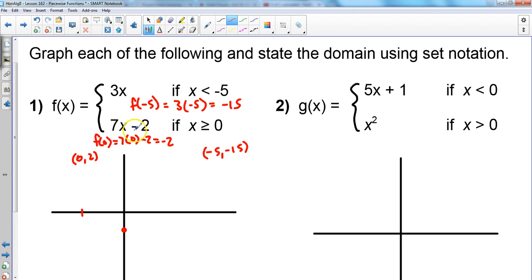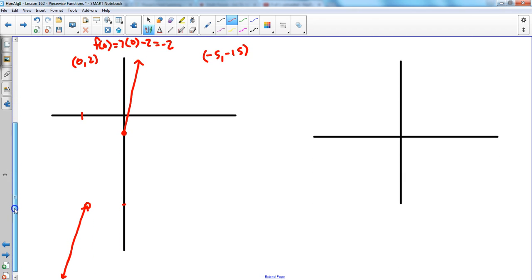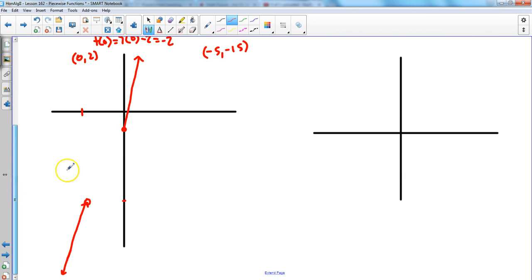And then it's going to increase at a really steep rate. So this thing's going to go really high, really quick. It is a line, so it goes on forever. And so that's what my graph looks like. Let's clean this up, get rid of some of this excess here. So my graph is going to look like that.